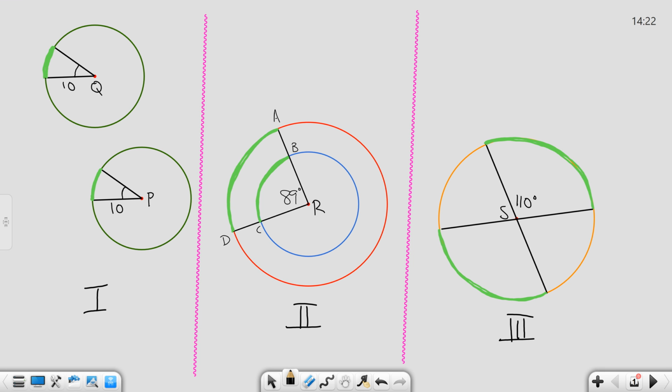Tim, what can you tell me about region 1? What do you see? Looks like the radius is equal. Okay, so what do you know about the circles? Good. It's a good start. What else you got for me? The radius is equal to there. Good. Keep going. You're killing it.